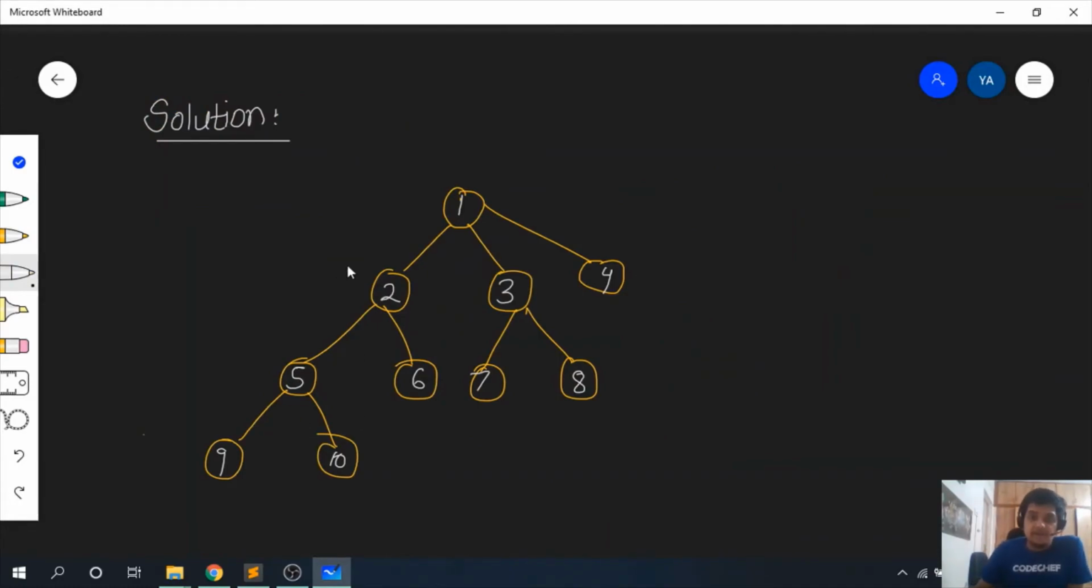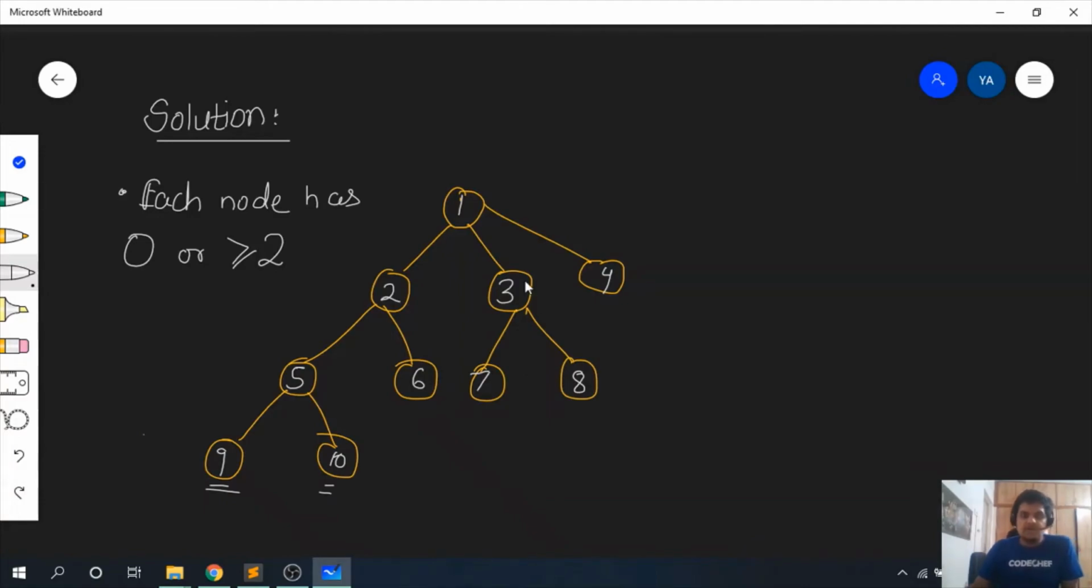After having merged all the single children onto their parents, we can now safely assume that each node has 0 or greater than or equal to 2 children, right? So there is no single child. Either the node is a leaf node or it has 2 or more children. Cool. So now let us consider a node, say node V.